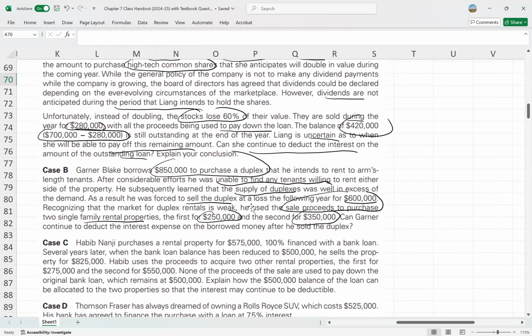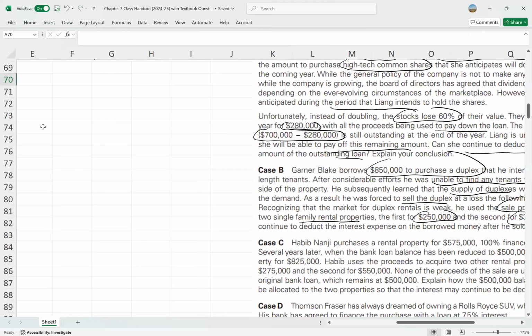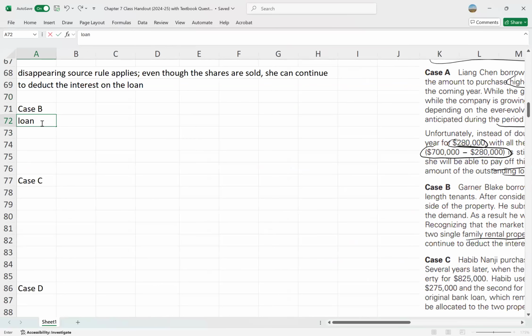And if I make some notes here for case B, the argument is that the loan is now traceable to the 2 new rental properties. So this is not a disappearing source rule. This is basically just saying that the loan can now be traced to the two new rental properties because they used the proceeds from the sale of the duplex to buy the 2 new rental properties. So the interest is deductible.